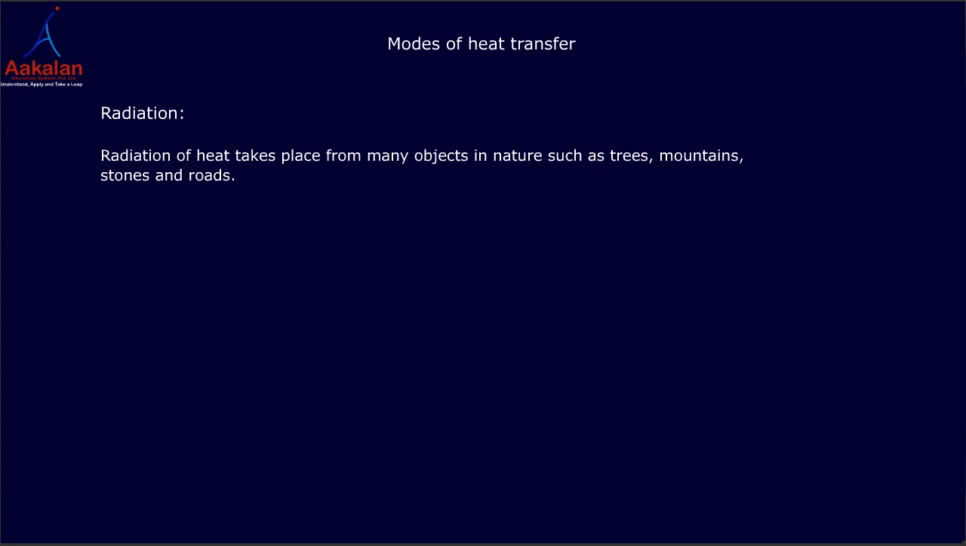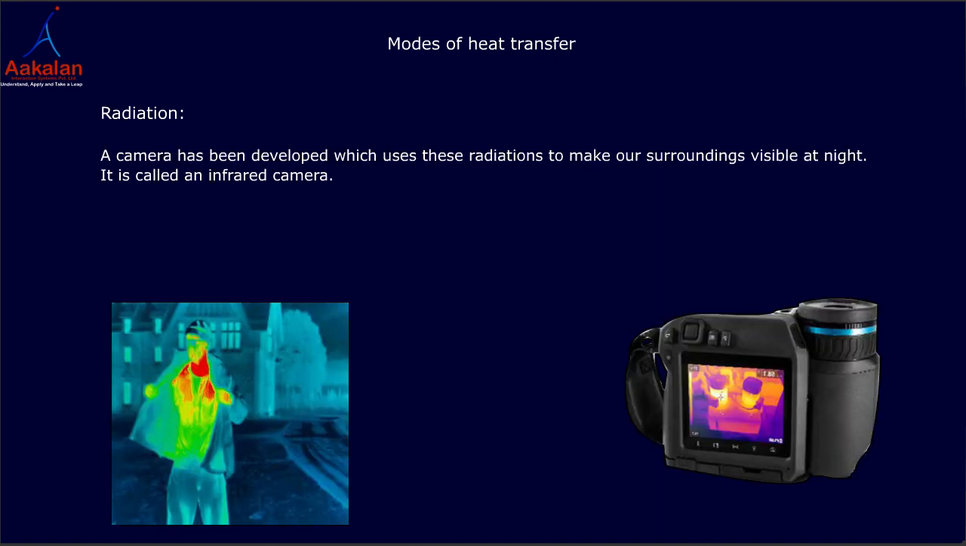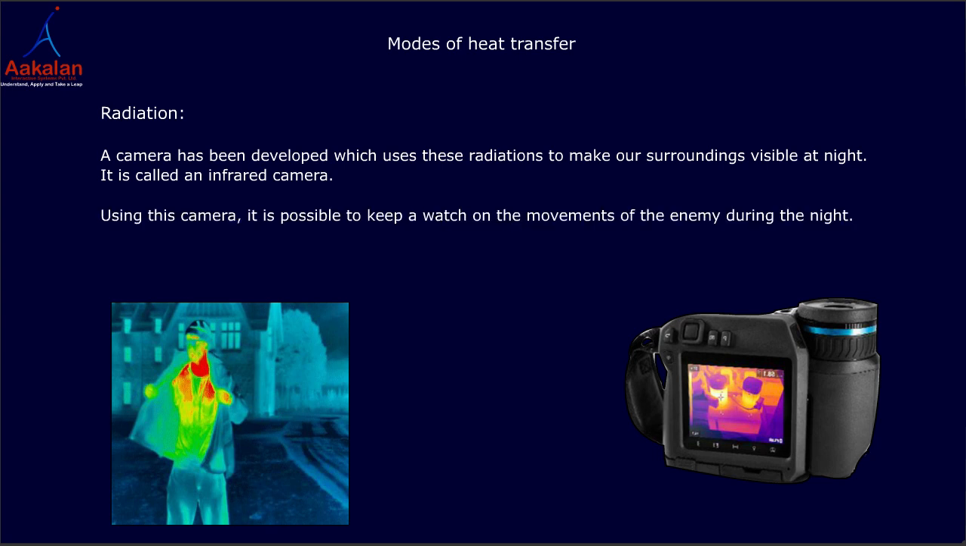Radiation of heat takes place from many objects in nature such as trees, mountains, stones and roads. A camera has been developed which uses these radiations to make our surroundings visible at night. It is called an infrared camera. Using this camera, it's possible to keep a watch on the movement of the enemy during the night.